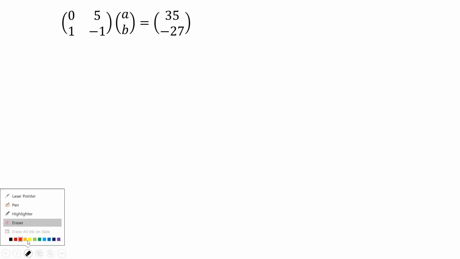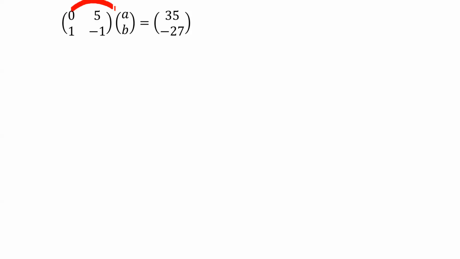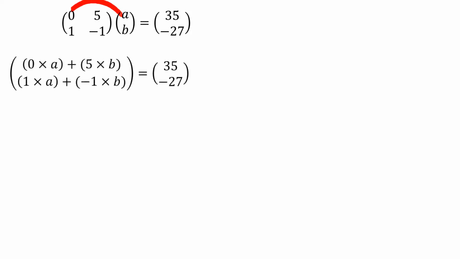So the way we do it is that we say, okay, 0 times A. And that's what we put as 0 times A. Then we do 5 times B. Again, 0 times A and then 5 times B. And that's what we have for the first entry. And that's how we get that one.